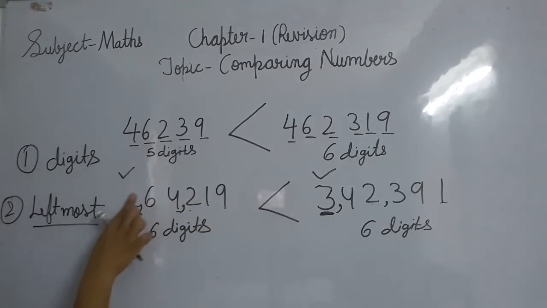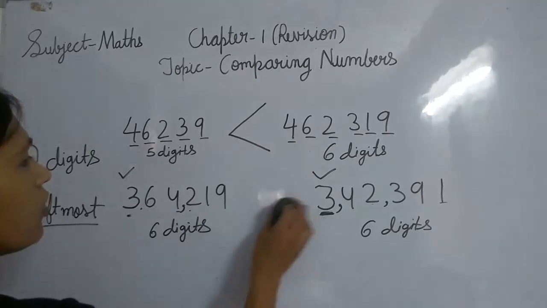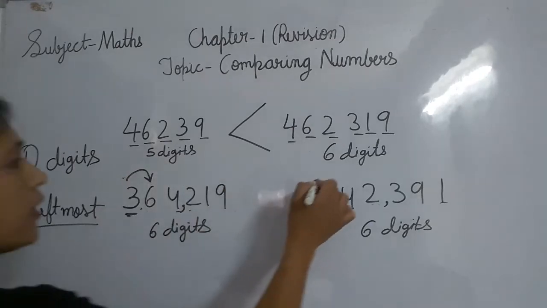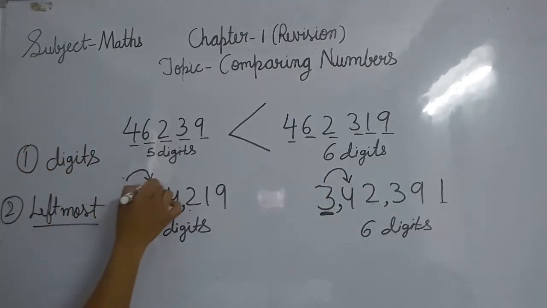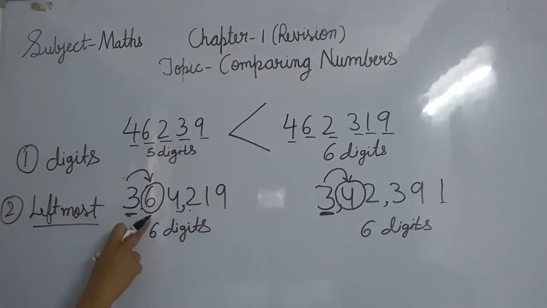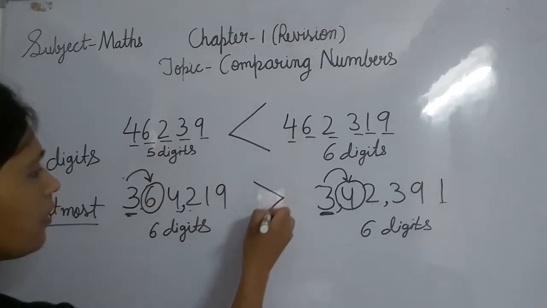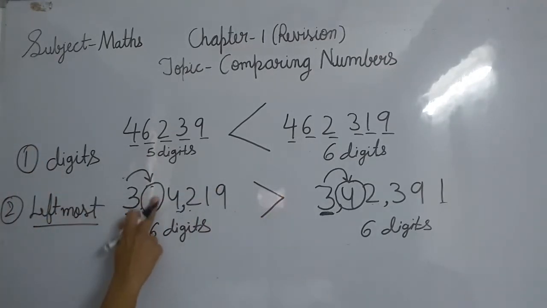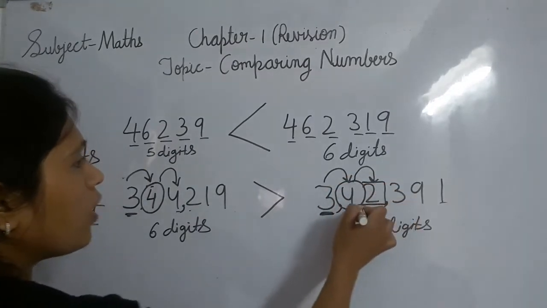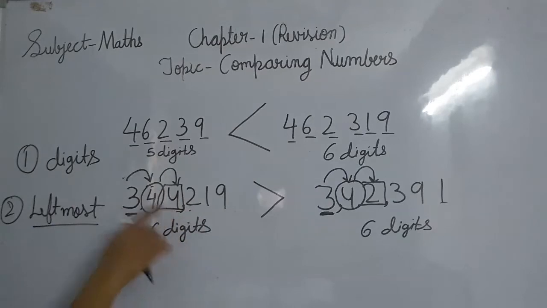If here also we have 3, then what will we do this time? If here also the leftmost is 3, here and here also 3, then we'll check the next number. Here we have 6 and here we have 4. So who has the bigger number? 6 is greater, so it is the bigger number. If this digit is also the same, maybe here also 4, then we'll check the next digit. This one and this one. Here we have 2 and here we have 4. It means this is the greater number.